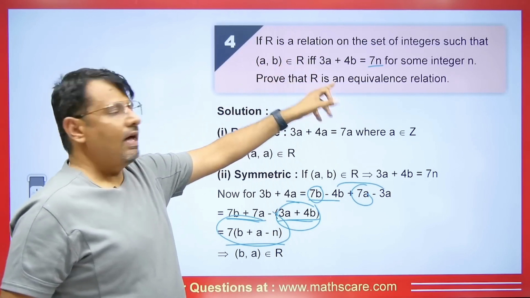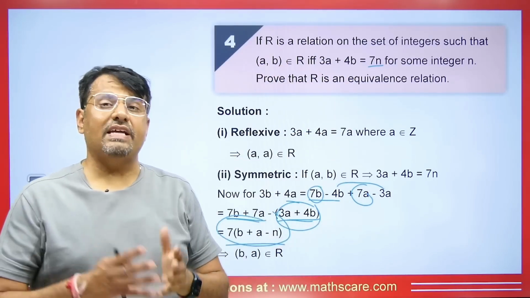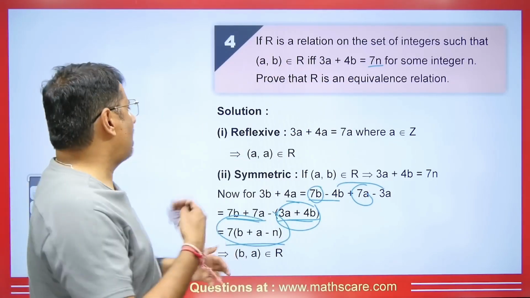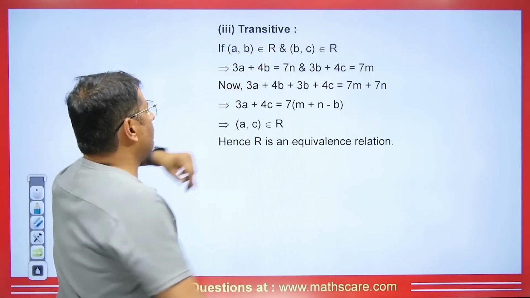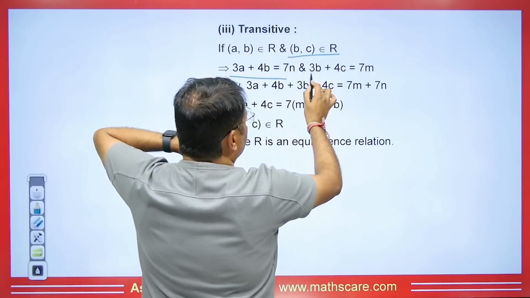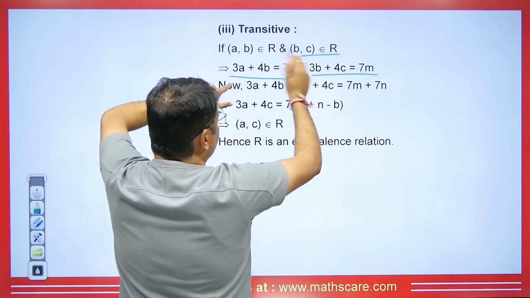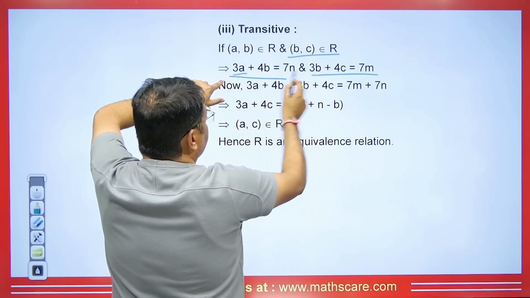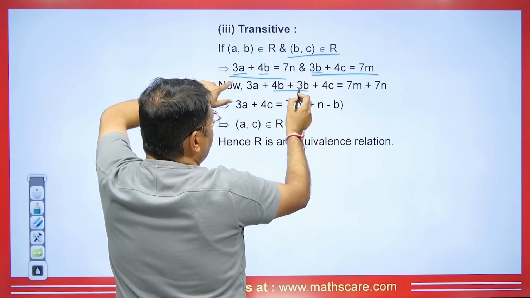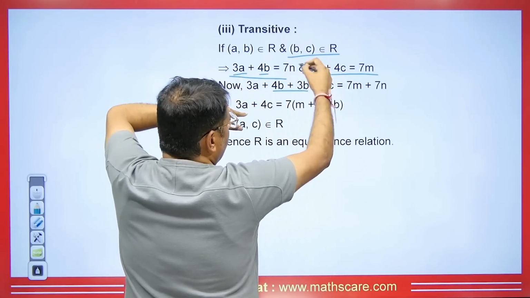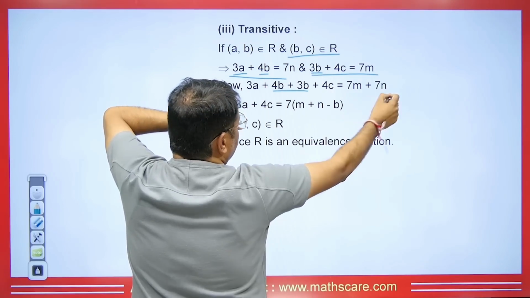If AB is in R and BC is in R, then what will AC be? It will also be in R. This is very easy, we can do it. Look here, if AB is in R, then we will have this. If BC is in R, then we will have this. Now add these to this and this. So here we will have 3A and here we will have 3A, clear. Here 4B and this is 7B, we will do it later. This is 4C and when we add these two, it will be 7M plus 7N.